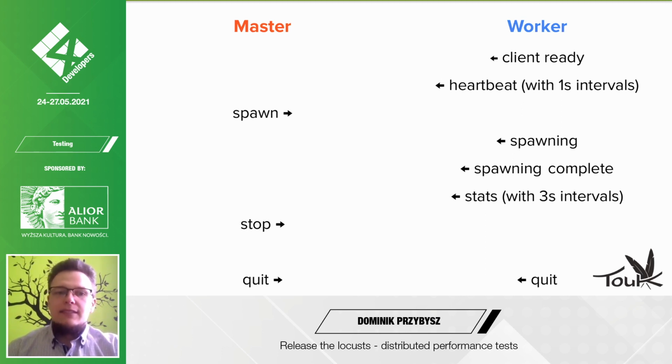At the end of the test, master sends a stop message to the worker, and this is the message for the worker that all the users that have been created during the test should be turned off. And at the end, when all the tests are finished, master could send a quit message to all the workers, and this is the message for workers that there won't be any other tests, and the worker could also turn off. When a worker sends a quit message to master, this is only the information that this worker doesn't want to participate in the next test, but master could still run tests on another set of still registered workers.